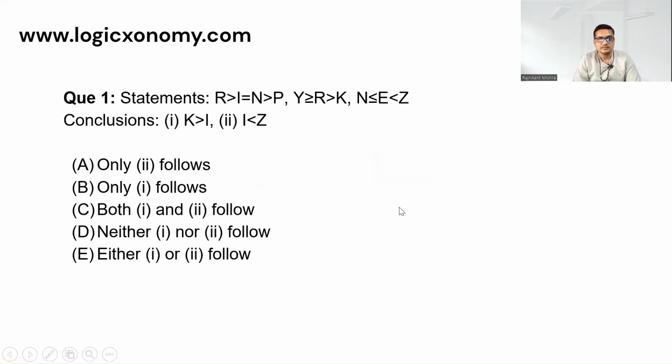Now inequality. This is your statement and this is conclusion, and we have to find which option is correct. Here first we write down all the terms in descending order like this. R is greater than I and I is equal to N. N is greater than P. Y is greater than or equal to R, R is greater than K, E is greater than or equal to N, and E is less than Z.